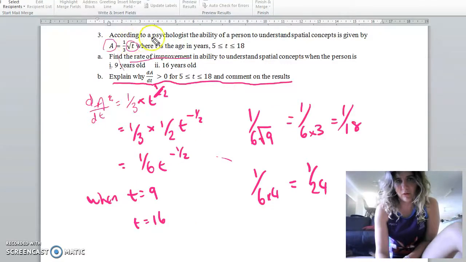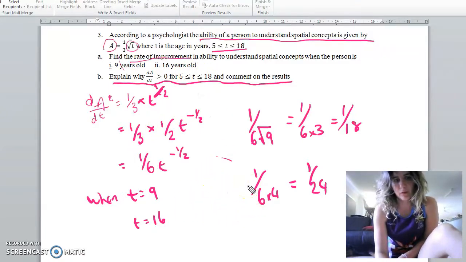So, if our psychologist says the ability of a person to understand spatial concepts is given by that in years, that means that their ability to understand spatial concepts is increasing. It's greater than 0 between those ages. So we let our equation equal 0 and find our result.